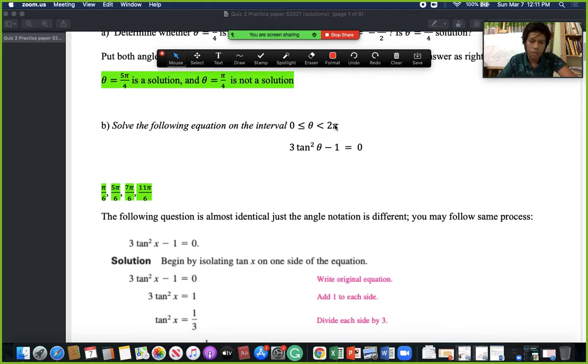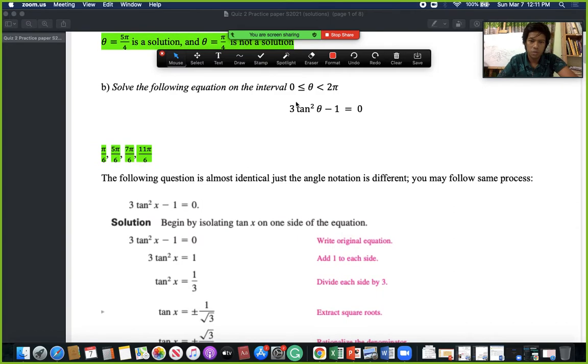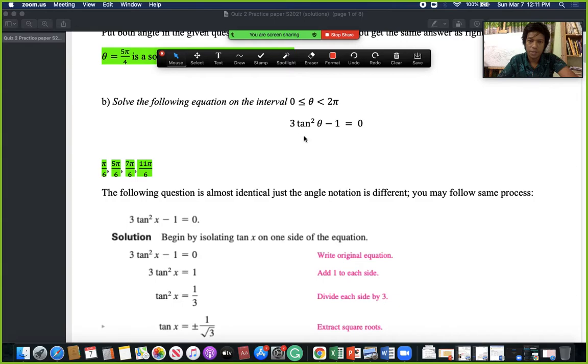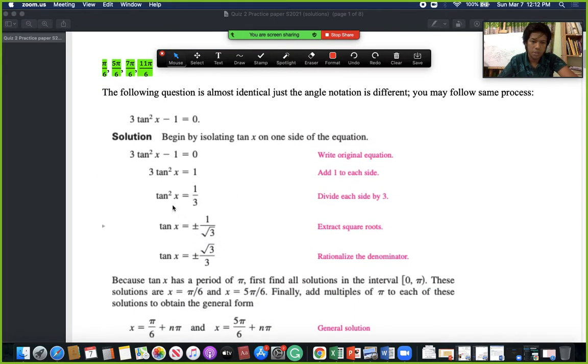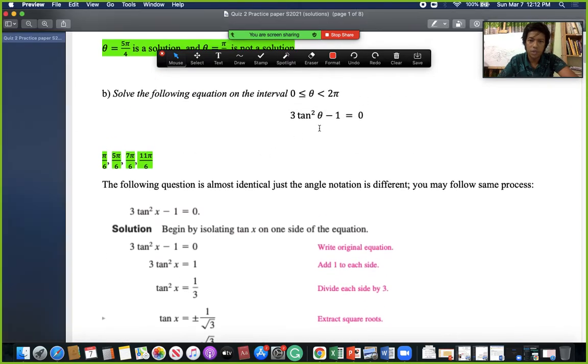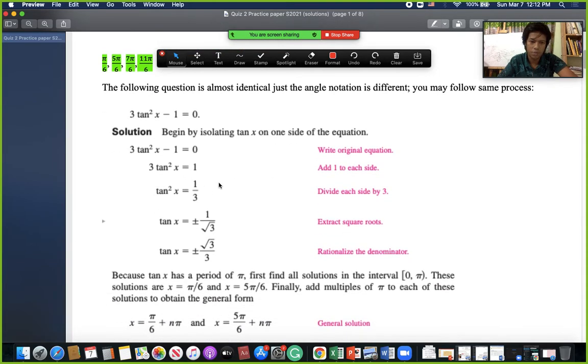Solve the following within the given interval. The interval is given from 0, 0 included, to 2 pi. If you want to solve this problem, you see there is a square, so you will understand that there will be plus minus coming up. The solution process is quite straightforward. Here it is given in theta, here this math is given in x, but it is the same math. I hope the solution process is the same.